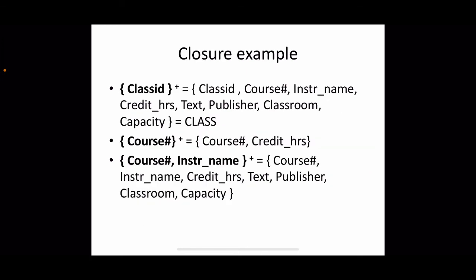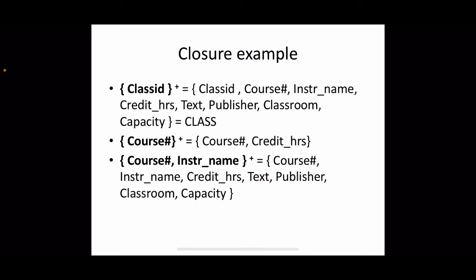Applying the closure algorithm, we will get all those attributes as the closure for this class ID. Okay, that is equivalent to the entire relation class. That means the class ID determines all the attributes of this relation. Whereas if we take the closure of course number, only credit hours are dependent on course number. And if we take the combination course number and instructor name, the closure will be this many attributes. Okay, so class ID is missing here. All other attributes are there.